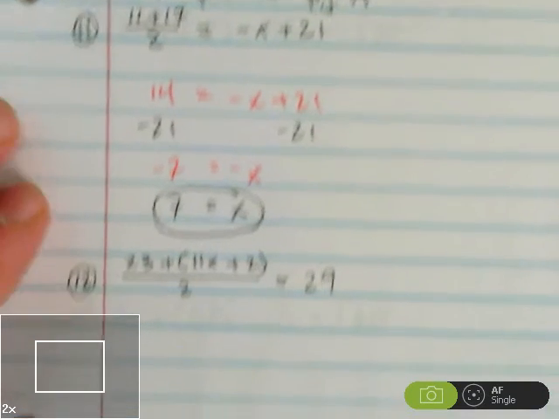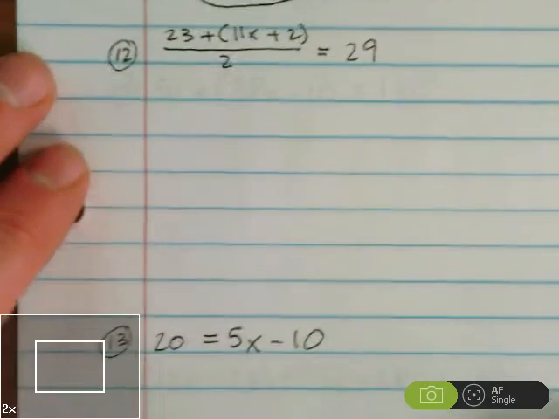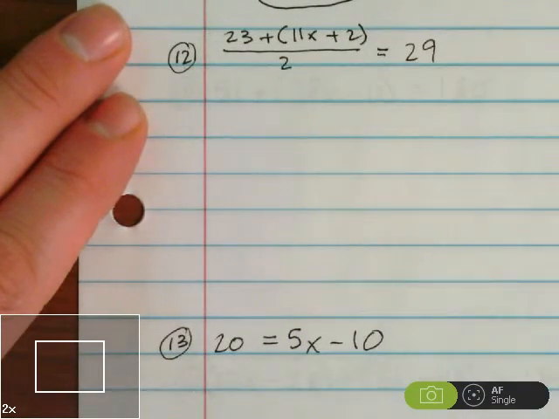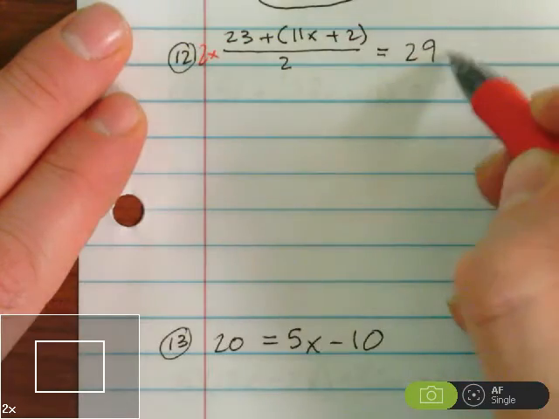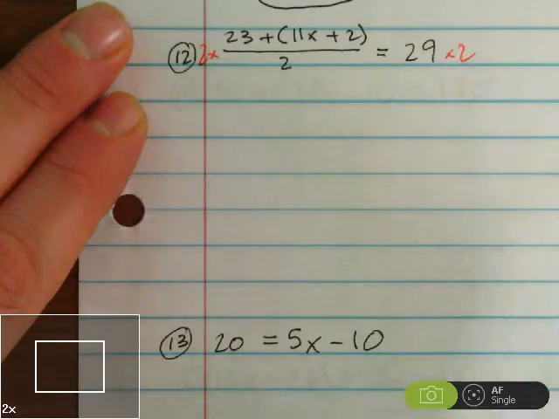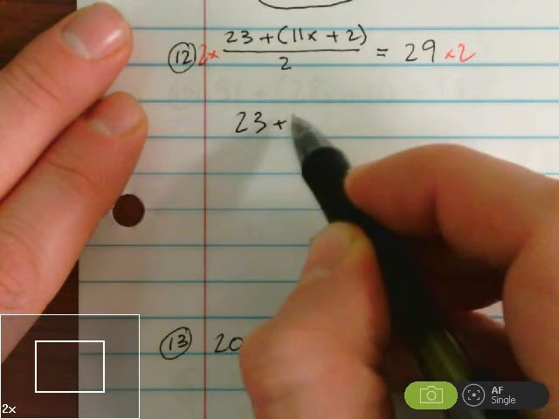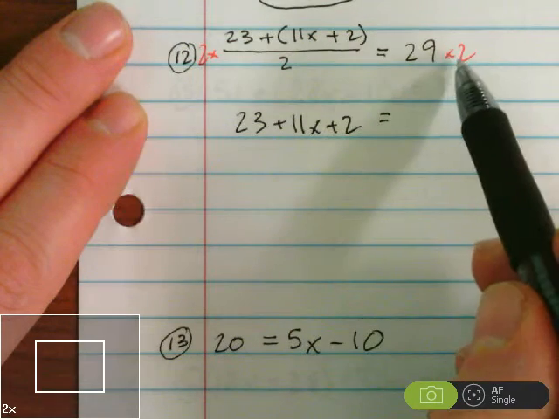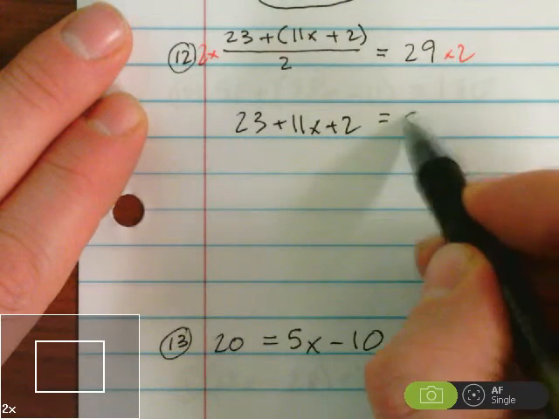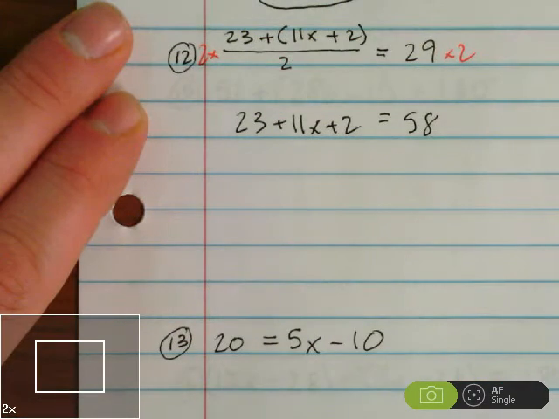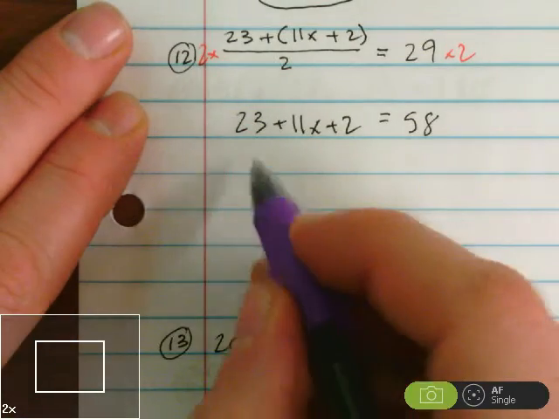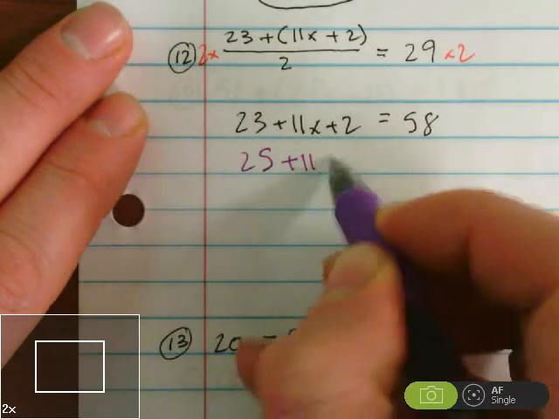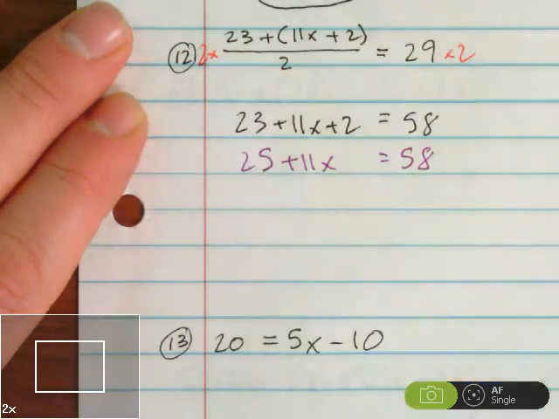Alright, moving on to number 12. First thing we're going to do is get rid of this 2 down here. So I'm going to multiply both sides times 2. And so that's going to leave us with 23 plus 11x plus 2. And over here, 29 times 2, let's see, 30 times 2 would be 60, but it's only going to be 58. Next, we're going to do some combining like terms here. We have 23 and 2 combined to make 25 plus 11x equals 58.